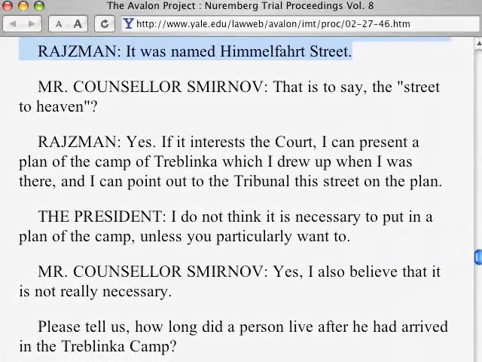It was named Himmelfahrt Street. That is to say, the street to heaven? Yes. If it interests the court, I can present a plan of the camp of Treblinka, which I drew up when I was there, and I can point out to the tribunal this street on the plan. I do not think it is necessary to put in a plan of the camp, unless you particularly want to. Yes, I also believe that that is not really necessary.